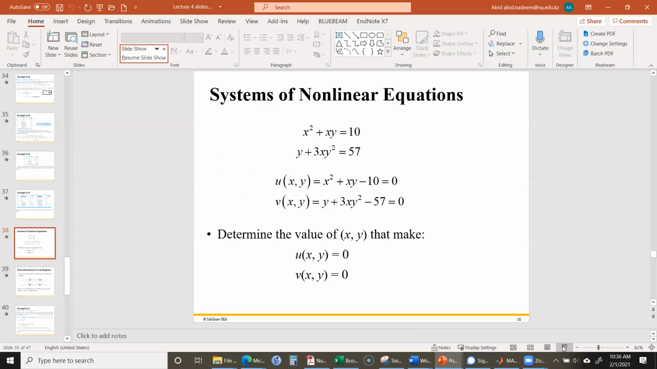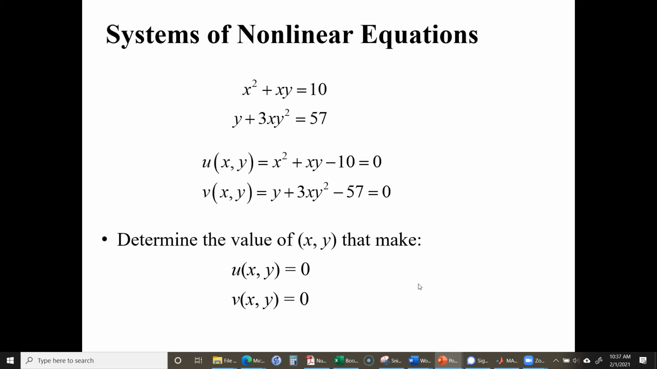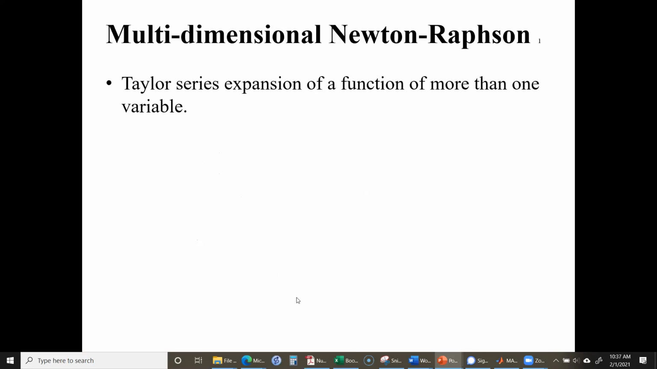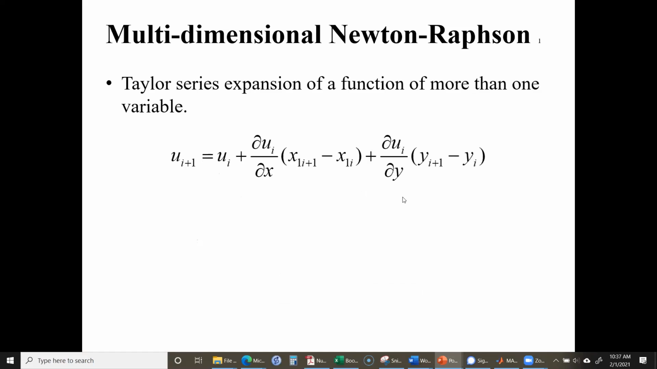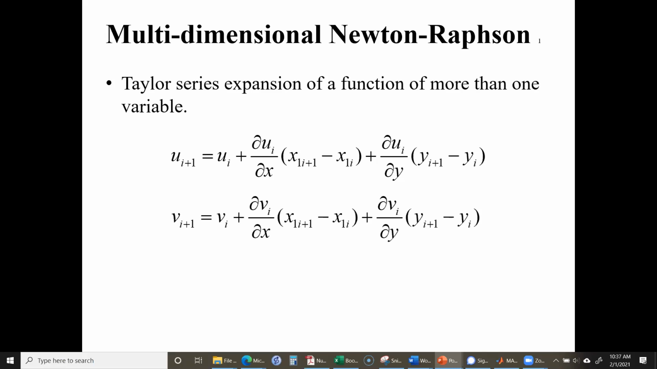Then we can use the Taylor series expansion of a function of more than one variable to find the solution of these equations. We have looked at the Taylor series expansion in chapter number 2. The Taylor series expansion can also be applied for more than one variable, not only for one variable, but two or three or even more variables. This is the form of the Taylor series expansion for a function of more than one variable.